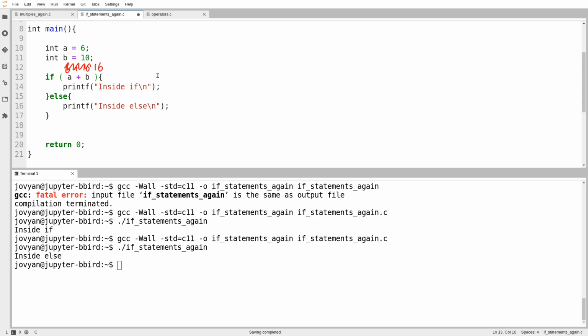And all C ever does is ask, is that 0? If it is 0, the answer to the question was no. If it isn't 0, the answer to the question was yes. And so, of course, the number 16 isn't 0, and the answer to my yes or no question was yes. So let's try that out.